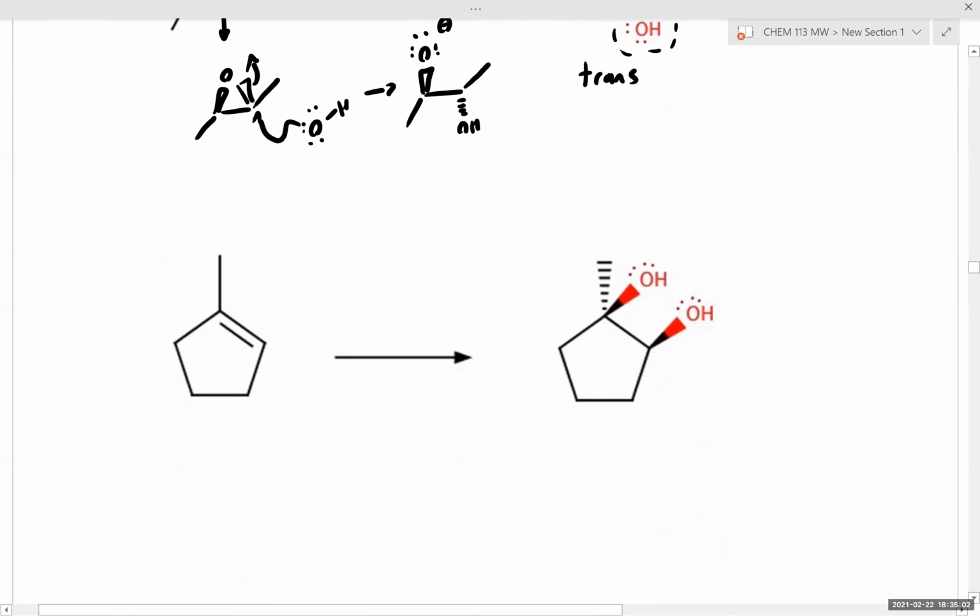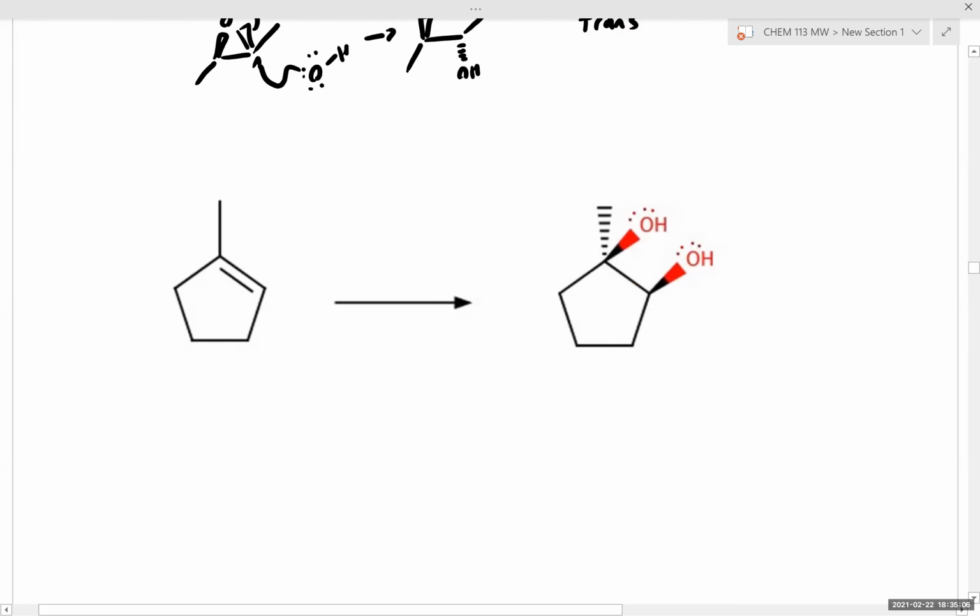Okay, so let's look at this next example, and I'd like us to try and think, what conditions can we use to get this desired product from this indicated reactant? And let's pay attention to our product. What's so special about our product? Our product is a cis diol. So what conditions would we need?